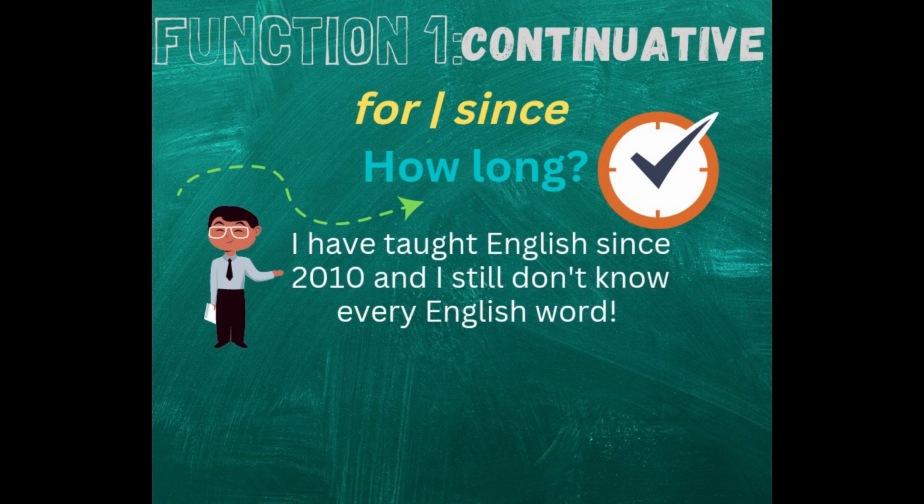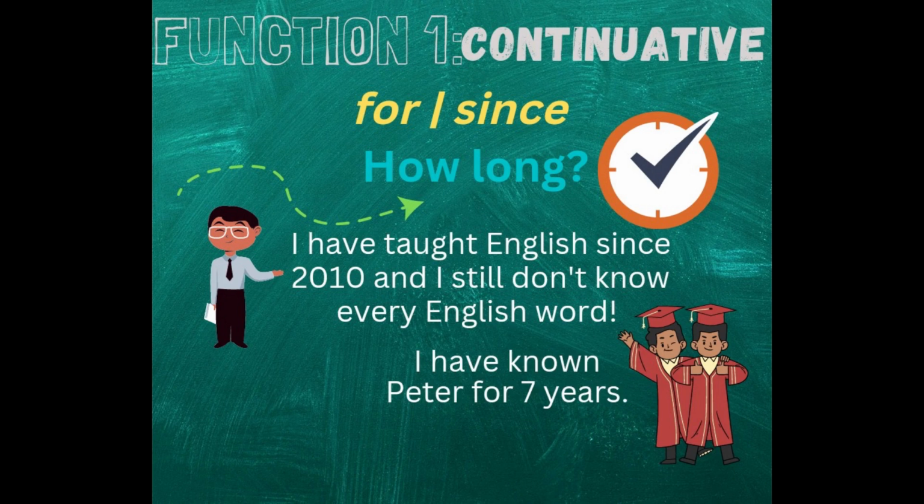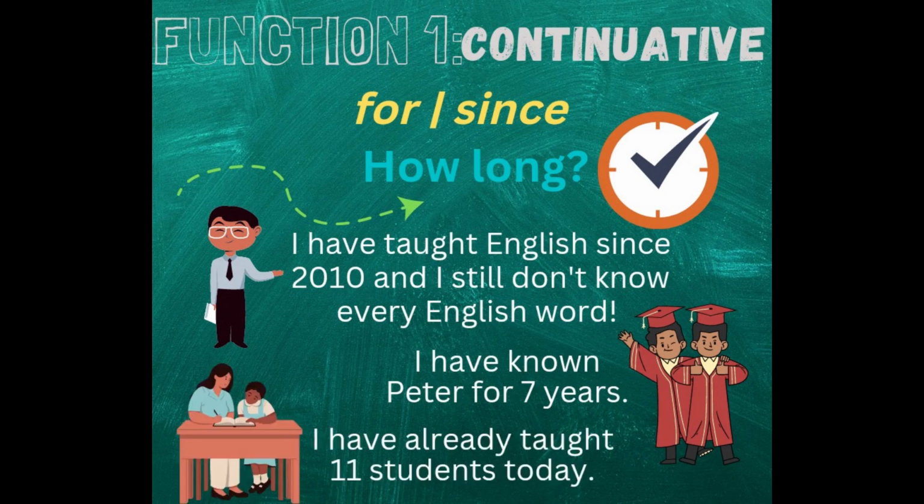I have taught English since 2010, and I still don't know every single English word. I've known Peter for 7 years. I've already taught 11 students today. In all of these examples, the action started sometime in the past and is still ongoing, and you can somehow measure how long it has been going on.